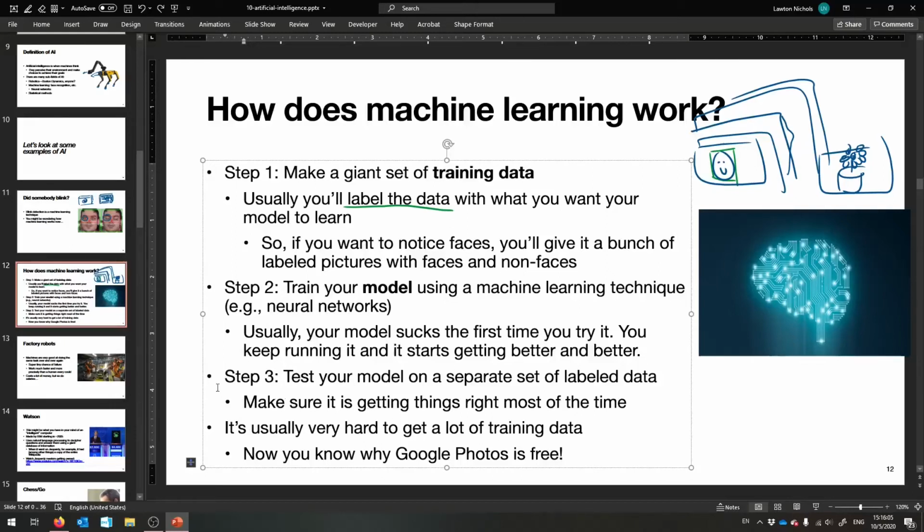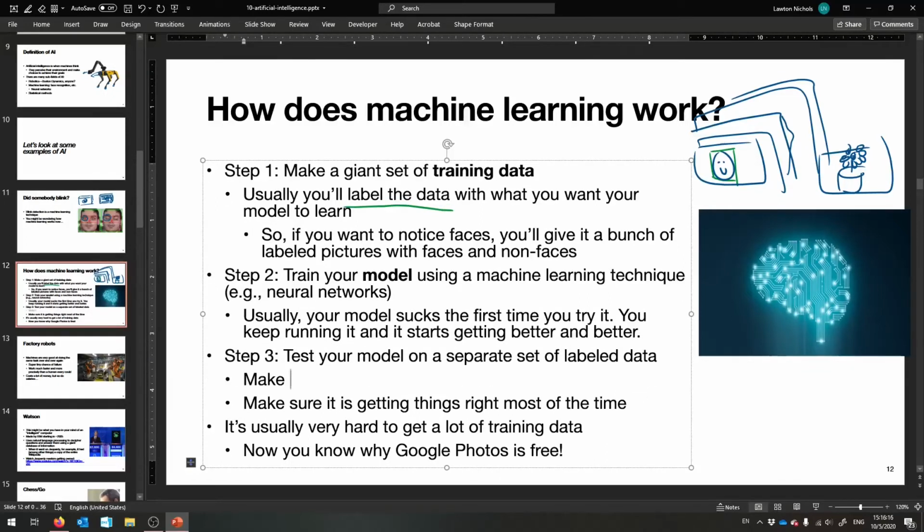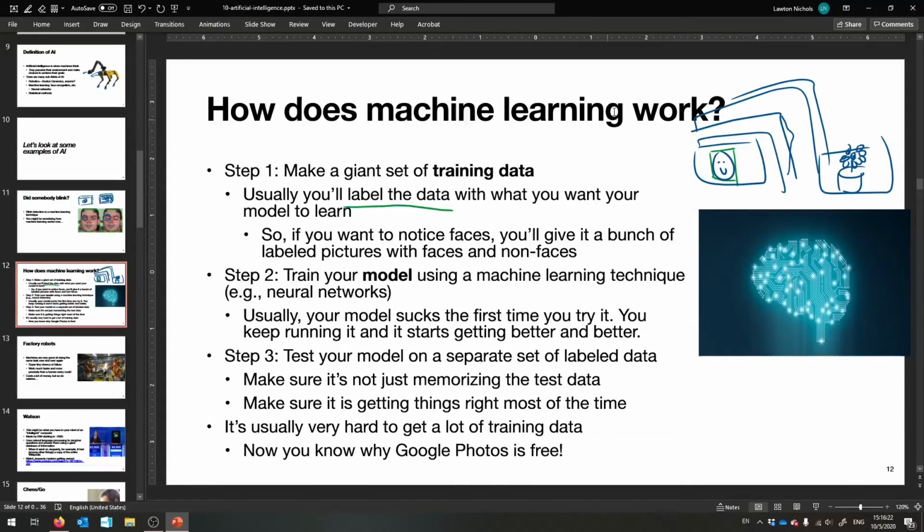Okay? And then finally, once you're comfortable with it, you test it on a separate set of labeled data, because maybe it's just memorizing the real answers for your test. Okay? So make sure it's not just memorizing the test data, because we want it to find faces, not, okay, yes, this exact picture has a face right here. That's not what we want it to learn.